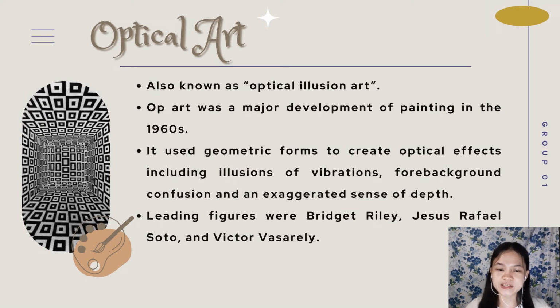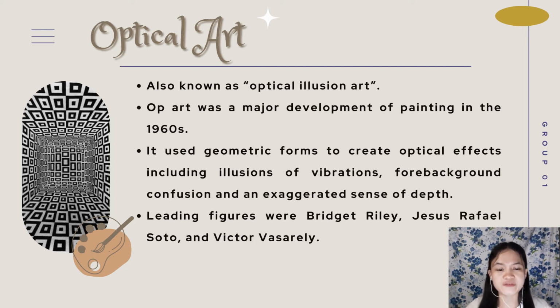Optical art is also known as optical illusion art. It was a major development of painting in the 1960s. It used geometric forms to create optical effects, including illusions of vibrations, foreground confusion, and an exaggerated sense of depth.